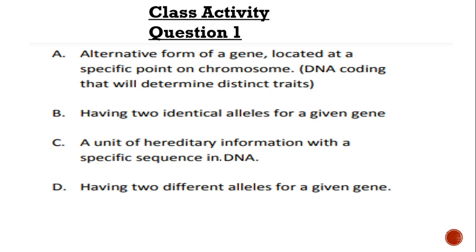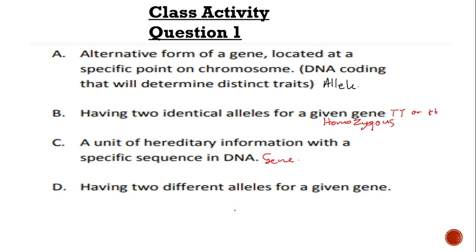If you were doing this in a test, what would you say an alternative form of a gene is? It is an allele. Having two identical alleles for a given gene. What do you call that? They are identical, the same, meaning homozygous, not homologous. A unit of hereditary information with a specific sequence in DNA is called a gene.